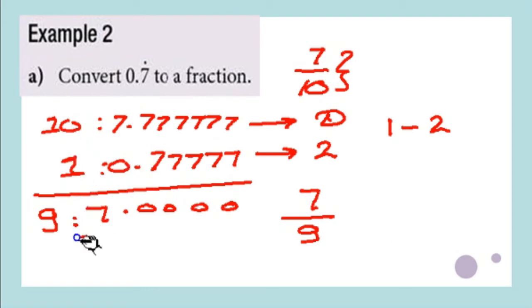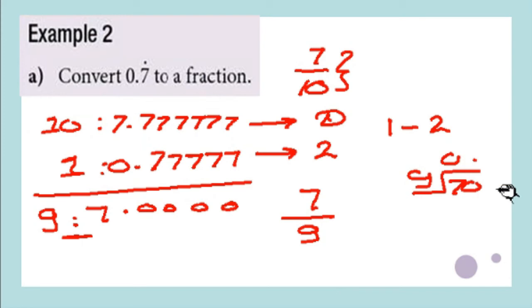This is the ratio. The ratio means the right side is divided by the left side. We'll talk about it later. That means 7 divided by 9. 7 divided by 9, 0 point. This is 70. 70 divided by 9.